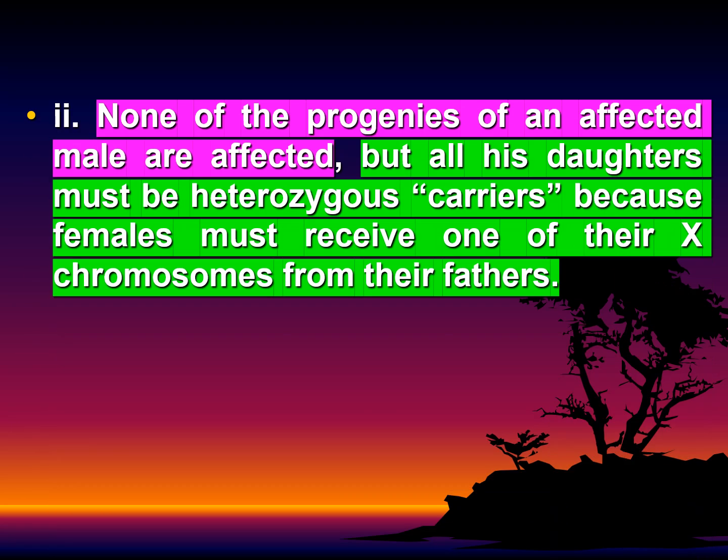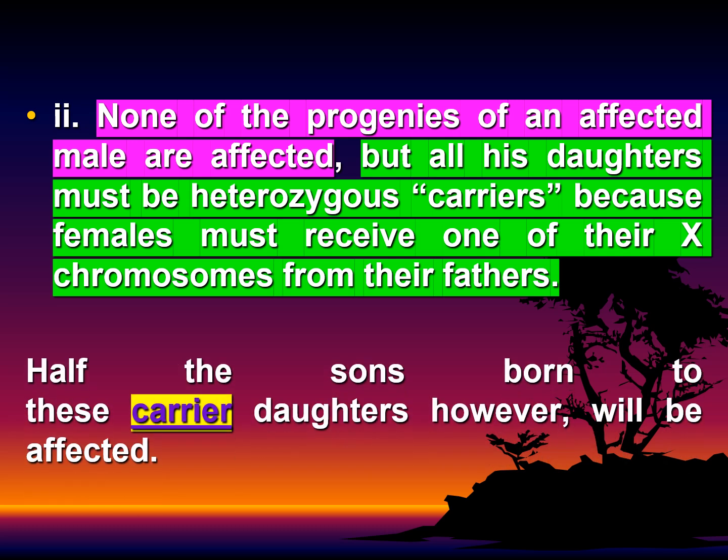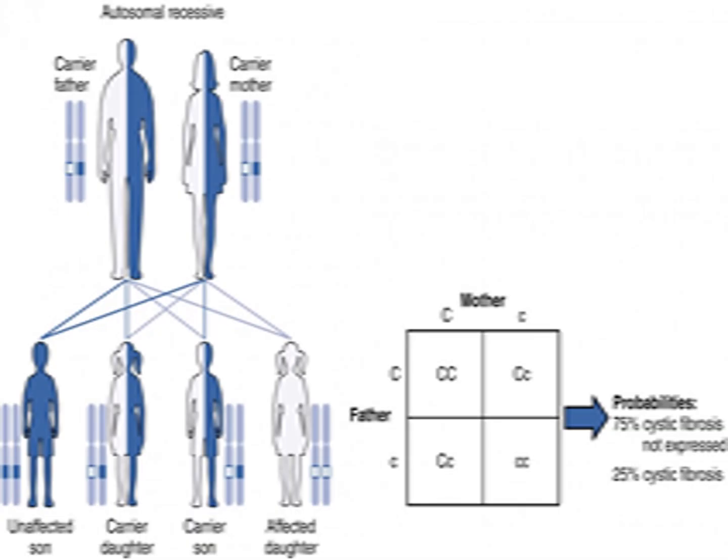The second point we should look at is that none of the progeny of an affected male are affected by the condition, but all his daughters must be heterozygous carriers. Why? Because the females must have received one of their X chromosomes with the affected allele from their parents. So half the sons born to these carrier daughters, however, will be affected, for the same reason that the Y chromosome of the person they marry doesn't have an allele to counteract the effect of what is coming from the mother.